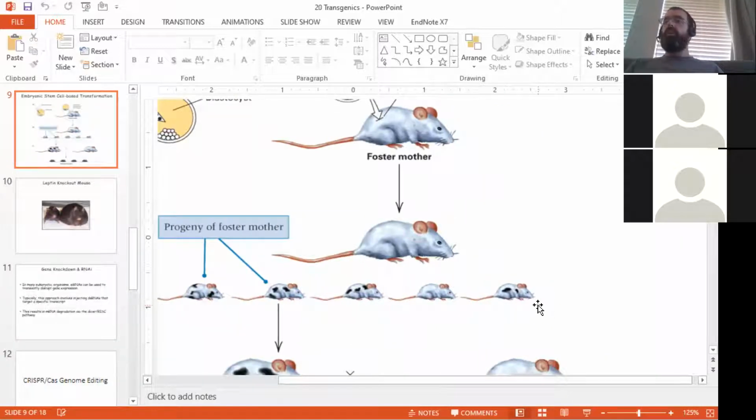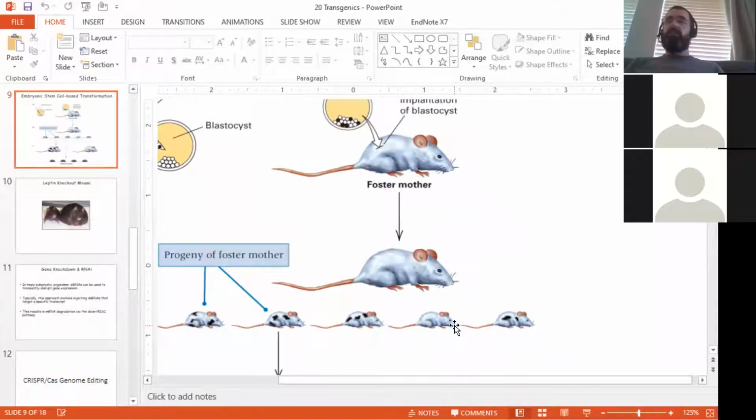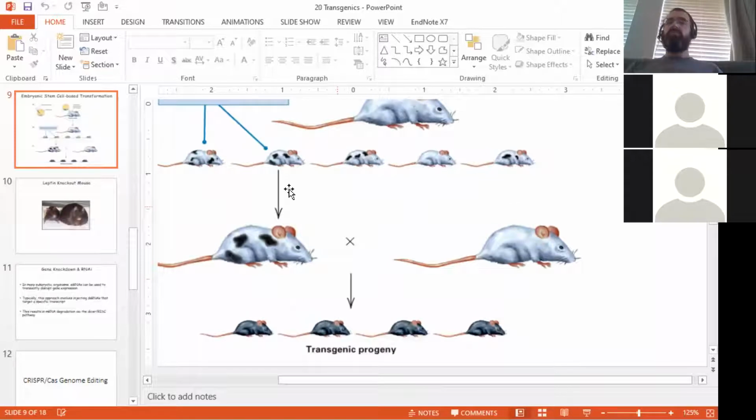You'll get offspring which either may not have it at all, right? Because it didn't end up in that particular lineage, or you'll get offspring which have it in different places, right? And so then you breed that transgenic mouse or modified mouse with an unmodified mouse, and you select and you hope that that DNA got into its germ cells. And if it did, then all of the offspring from that mating will be transgenic, right?